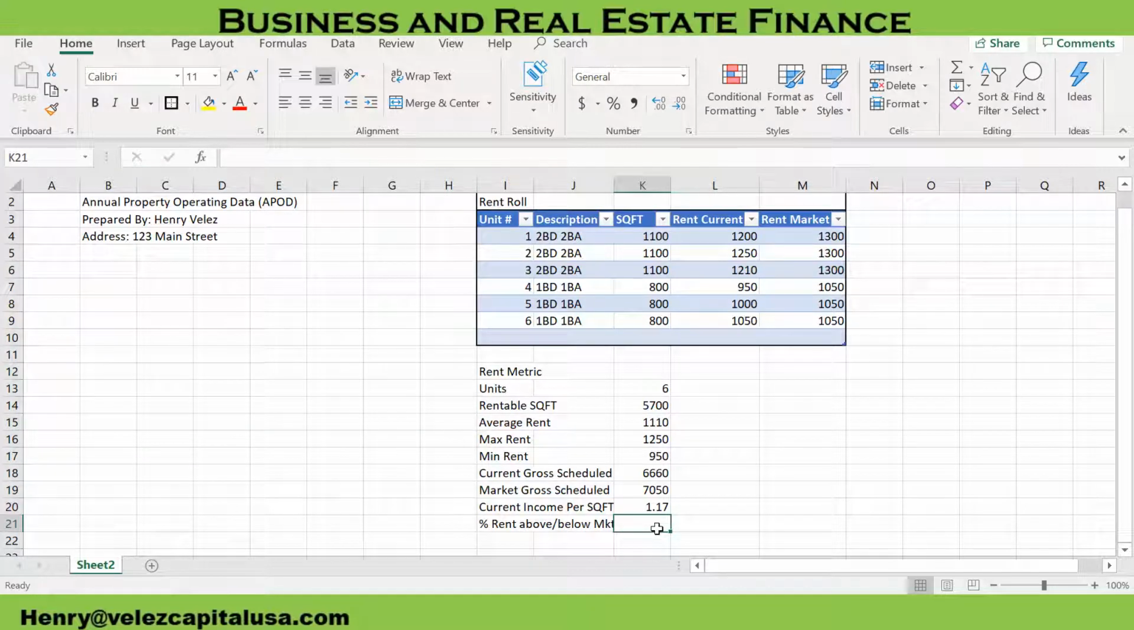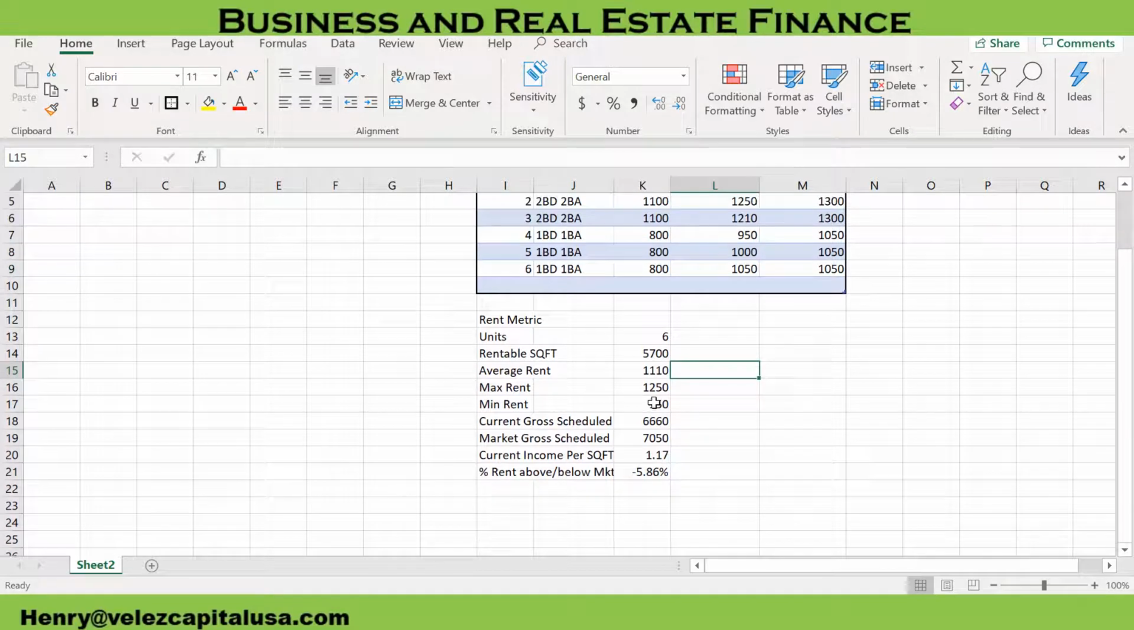Now we're going to see what percentage above or below market rate we are. So the way we do this is we take the current gross scheduled divided by the market. We know this is going to be a negative because we know we're under market rent. So we're under market by 5.86%. So that's how much we have to come up to get to market, okay?